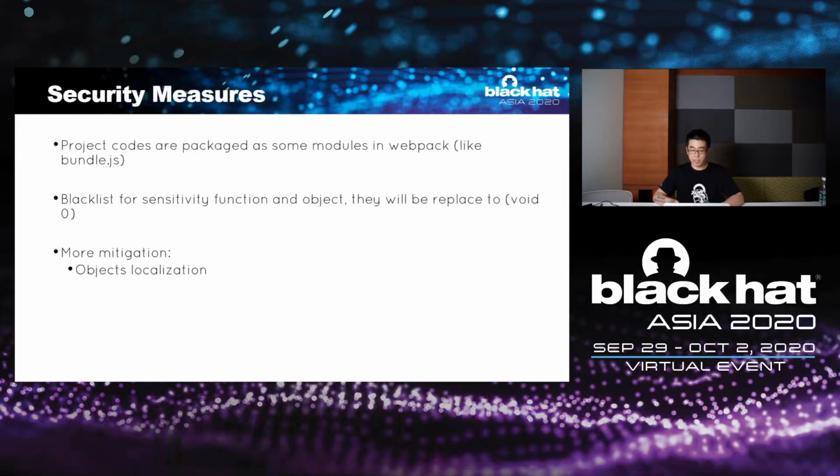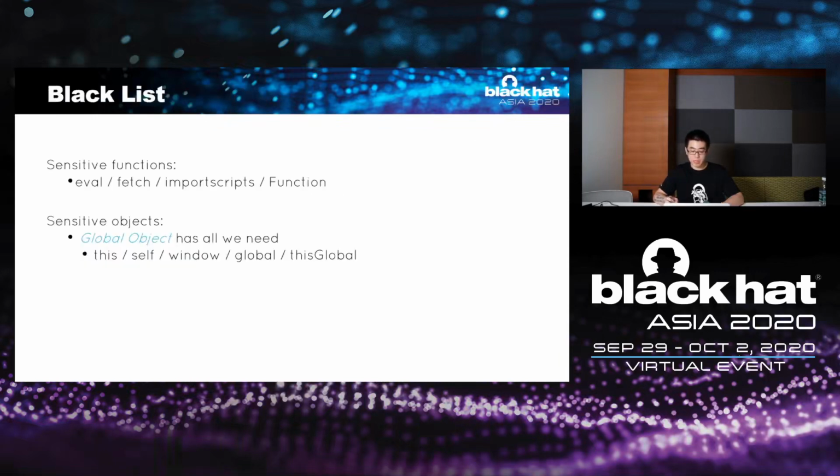Our payload will be packaged as some modules in Webpack. There are two main limits: objects blacklist and objects localization. The blacklist works at the stage of packaging. If you write those sensitive functions and objects in your source code, those objects will be replaced with the world 0, none, or undefined.